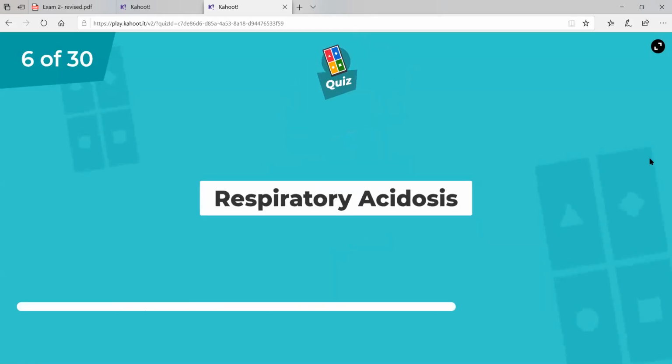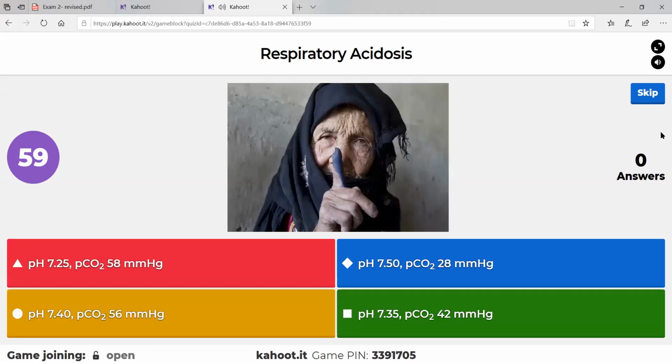Okay, here's a respiratory acidosis question. So it gives you the stuff, see if you can figure out which one is respiratory acidosis.